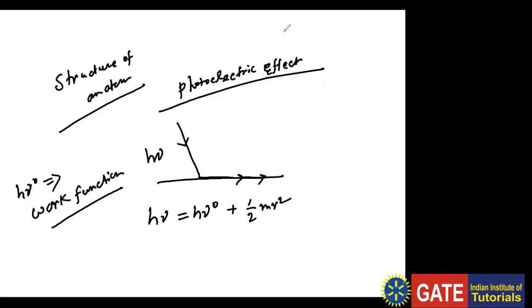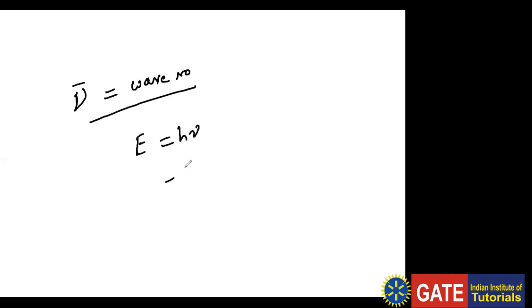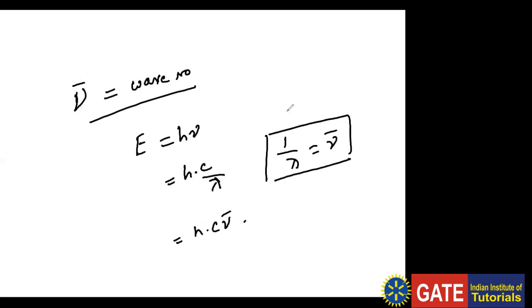Shall I write this? Next is, you remember, this is very important: ν bar. What is ν bar? Wave number. We know E is equal to hν. Can we not write hc by lambda? ν is equal to c by lambda. So 1 by lambda is equal to ν bar, which is in centimeter inverse or meter inverse.